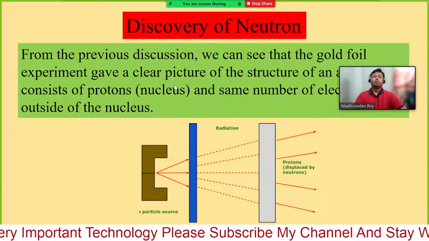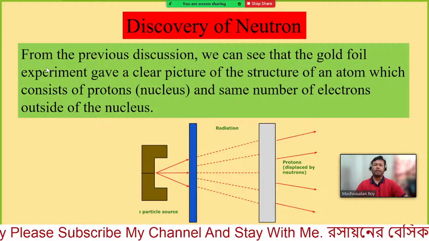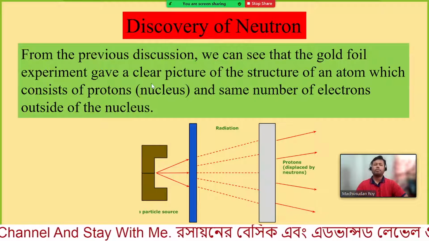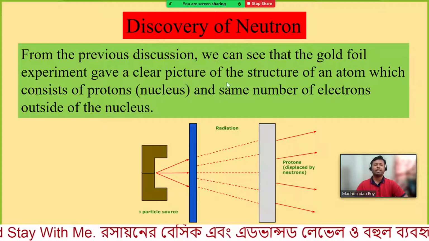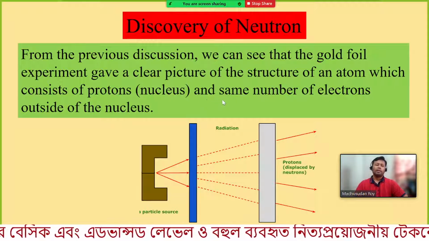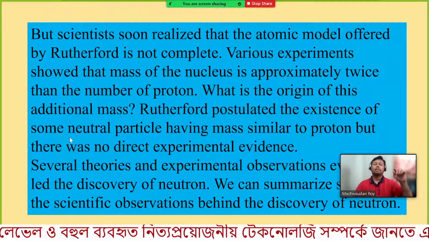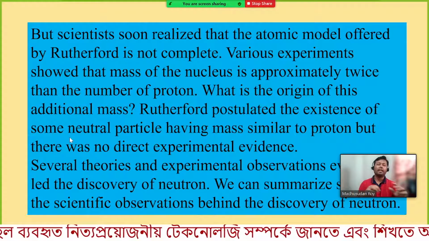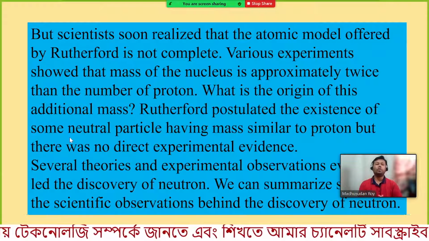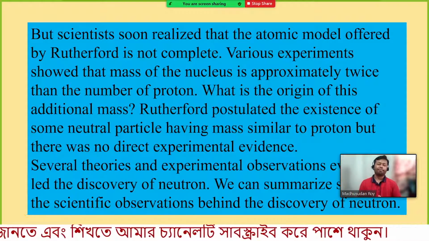Now what about the neutron? How was the neutron discovered? From the previous discussion we can see that the Geiger-Marsden experiment gave a clear picture of the structure of an atom, which consists of protons. But one very interesting thing is that many scientists found that the number of protons and the mass of an atom is not the same.